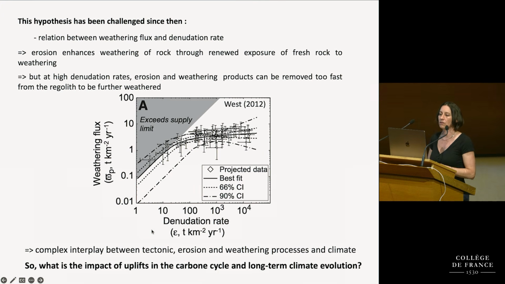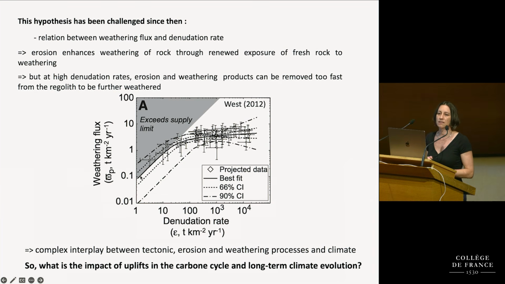And finally, another process that can be relevant when we look at the impact of orogenesis on climate is the relationship that exists between weathering fluxes and denudation rates. It has been shown in modern environments that when denudation rates increase, weathering fluxes also increase, because erosion will remove the weathering products from the regolith and expose renewed fresh rock to weathering.